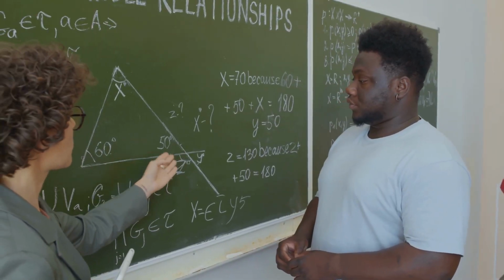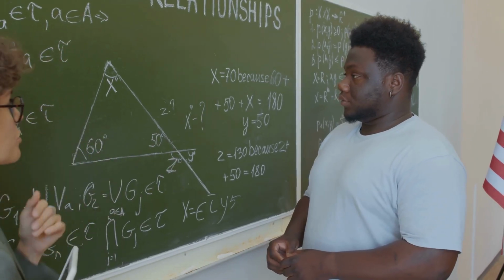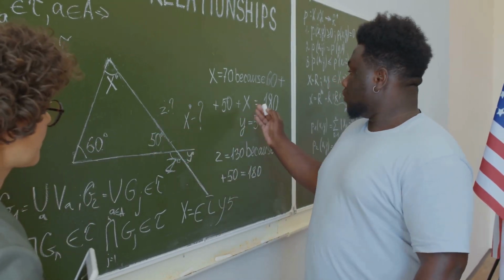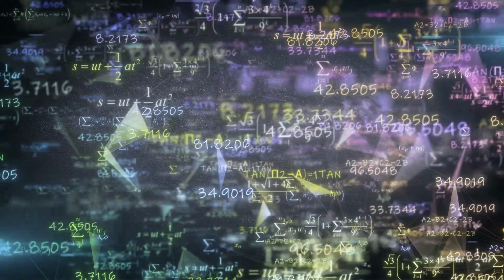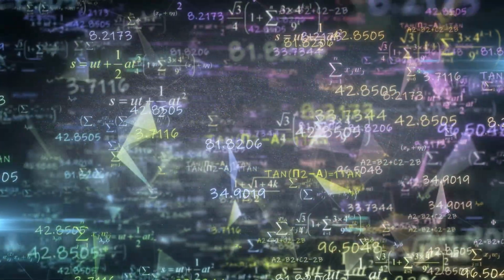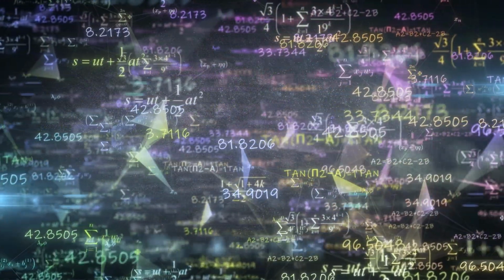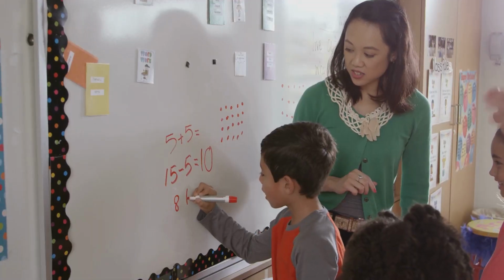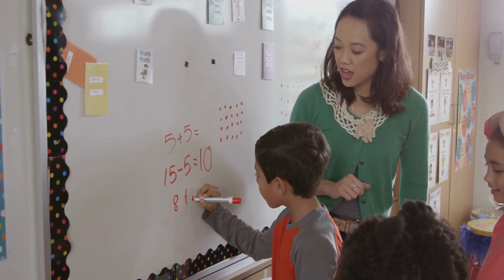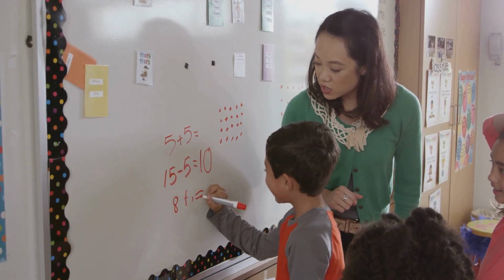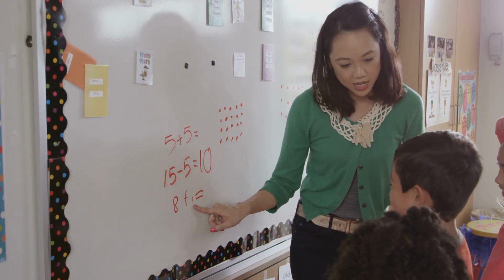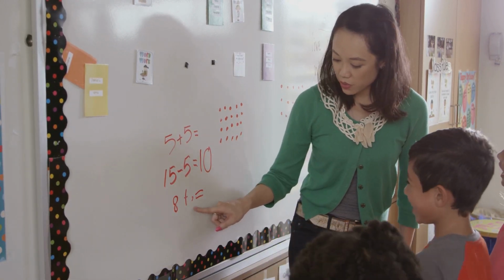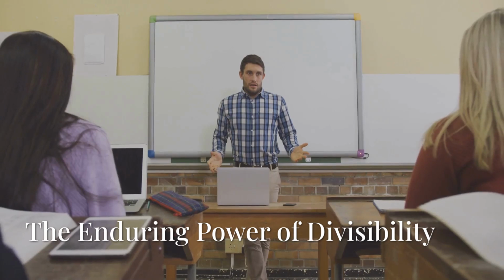Divisibility by 11. The rule for 11 is a bit more intricate but equally fascinating. You alternate adding and subtracting the digits of the number, and if the result is divisible by 11, then the original number is also divisible by 11. Exploring these rules can deepen your understanding of numbers and their relationships, revealing the elegant patterns that govern the world of mathematics.